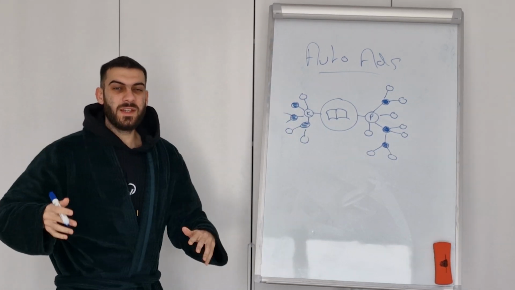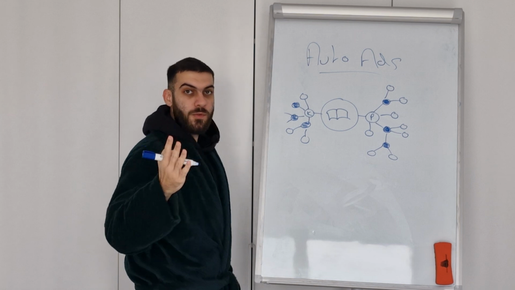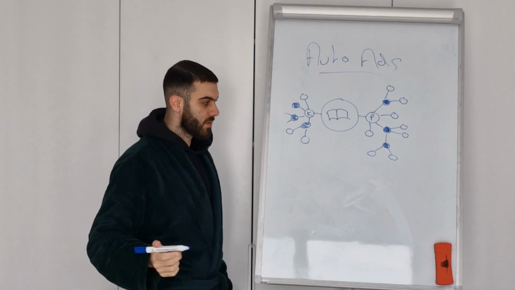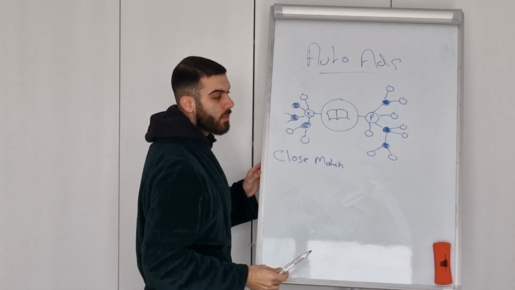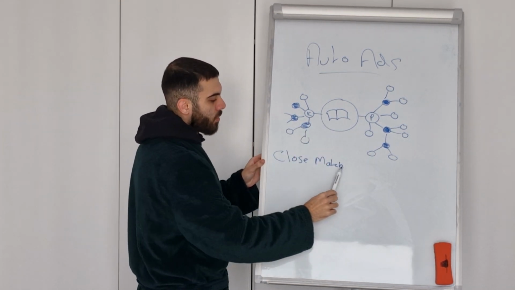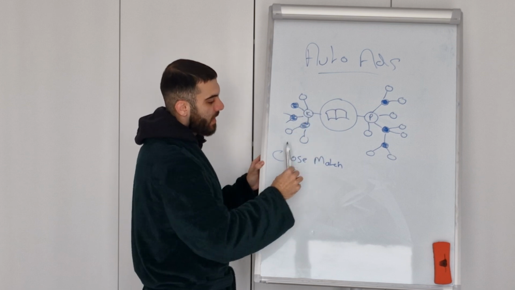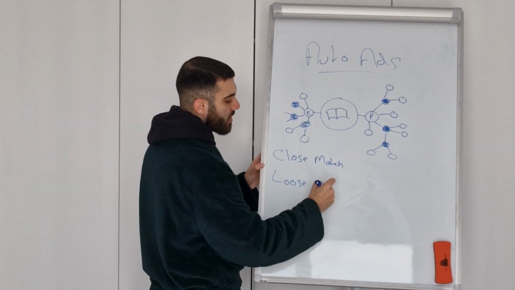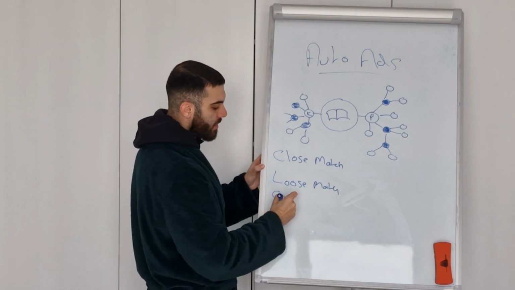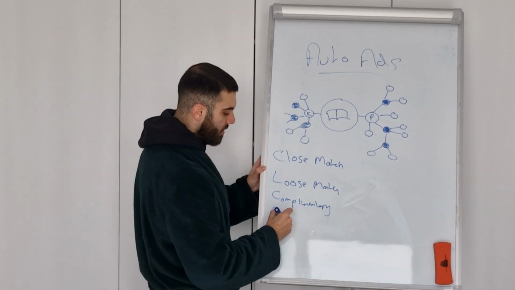But here's the thing, each automatic campaign has 4 separate targeting groups. You have close match, which basically means if you have an animal coloring book, it will show you against other animal coloring books and also against the keywords for animal coloring books because it's close match. You have loose match, which is slightly broader. You have complementary, and then you also have substitutes.